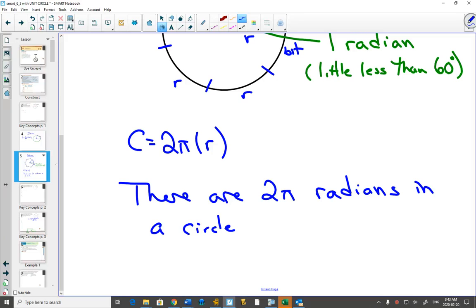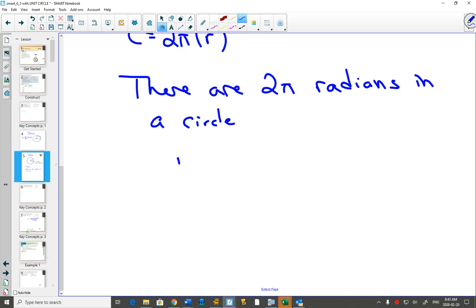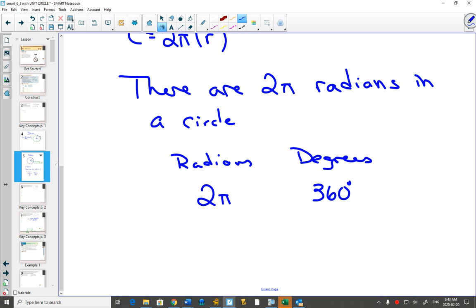Well, this is going to allow us to figure out what 1 radian is exactly. Because now, if we just sort of make a chart here of what we know for radians and degrees, we know that there are 2 pi radians in a circle, and we know that there are 360 degrees in a circle. If you did half a circle, how many degrees would it be? 180. If you did half a circle, how many radians would it be? If you're 2 pi in the whole one, in radians, it would be pi.